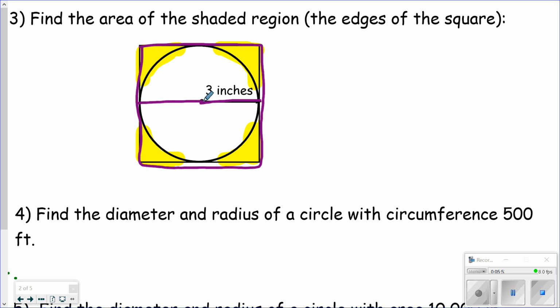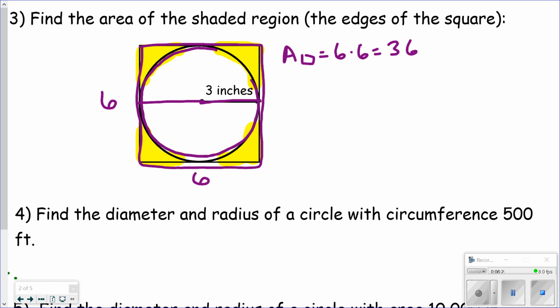So if the diameter of the circle is 6, that means that this side of the square would be 6, and this side of the square would be 6. So what would the area of the square be? Well, it'd be 6 times 6, which is 36. So the area of our square is 6 times 6, which is 36. Now we need to figure out what is the area of this circle.